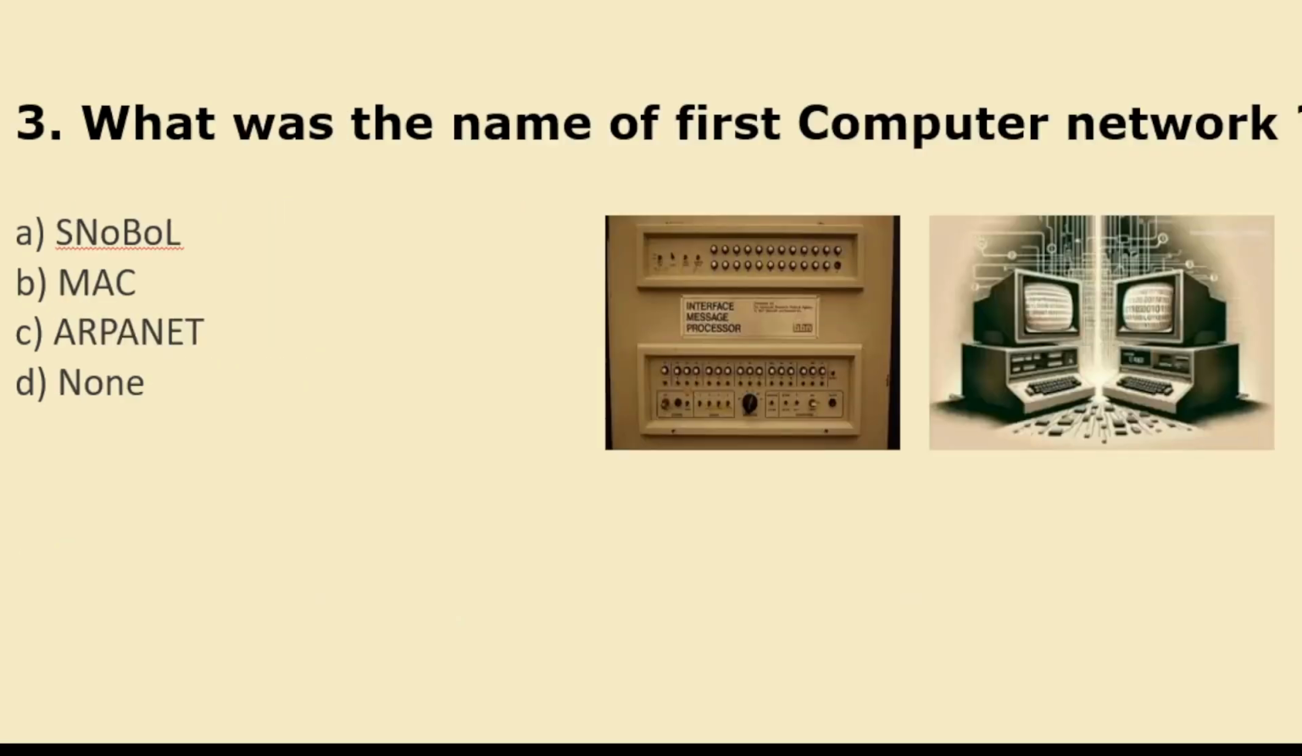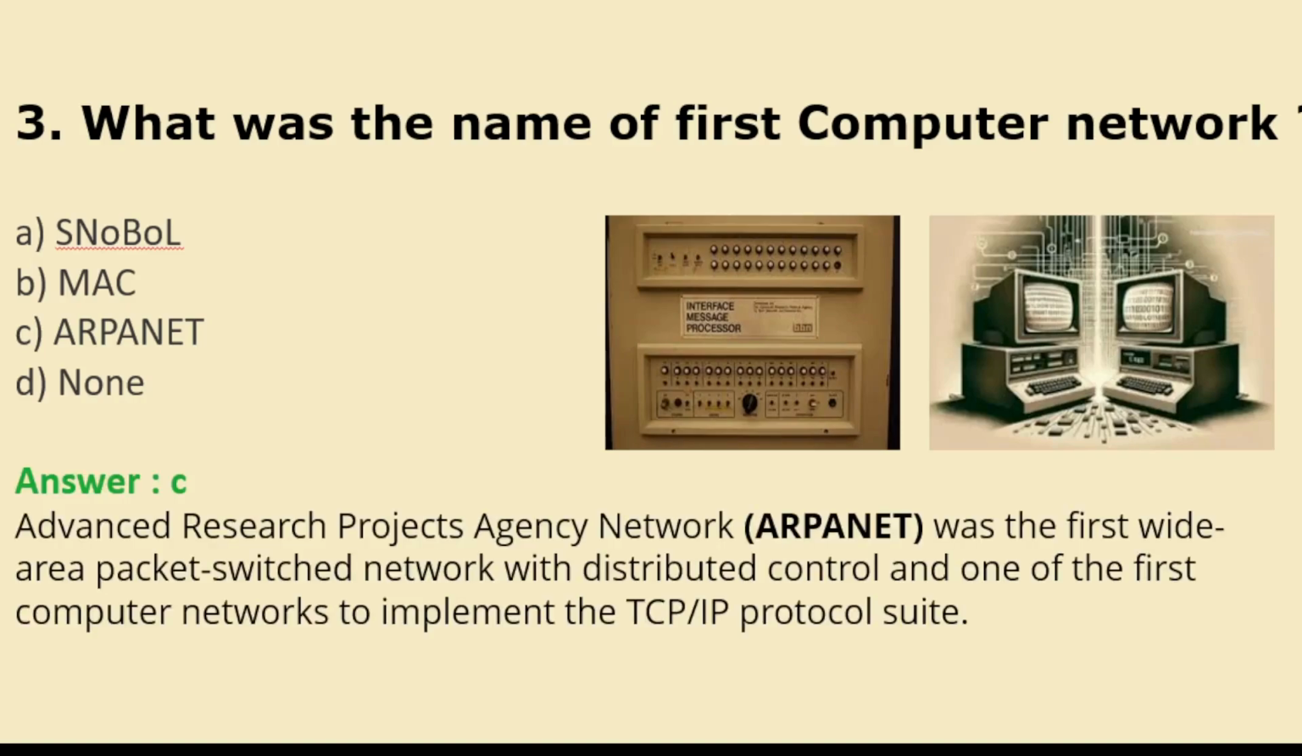Our third question is, what was the name of the first computer network? A. Snowball. B. Mac. C. ARPANET. D. None. So the correct answer is ARPANET. The full form of ARPANET is Advanced Research Projects Agency Network, and it was the first wide area packet switched network with distributed control and one of the first computer networks to implement the TCP/IP protocol suite.